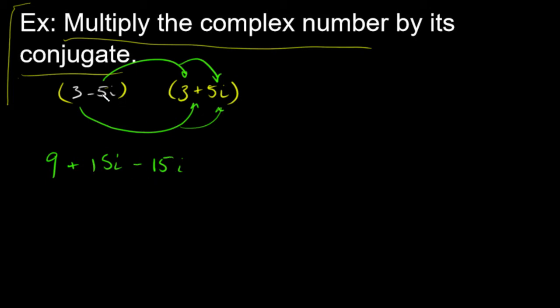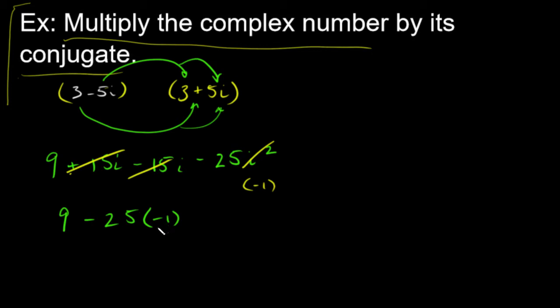Ooh, interesting. And the negative 5i times the positive 5i is a negative 25i squared. Because i times i is i squared, and positive 5 and negative 5 make a negative 25. So when you simplify this, remember, i squared is replaced with negative 1. And the 15i minus a 15i, those cancel out. And all you have left is 9, and then minus 25 times negative 1 here. And negative 25 times negative 1 is a positive 25. And so you have 9 plus 25, which is 34.